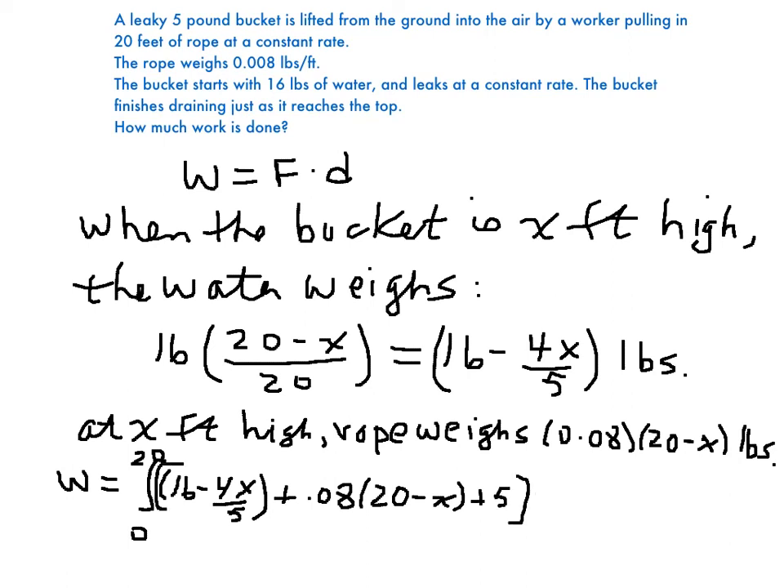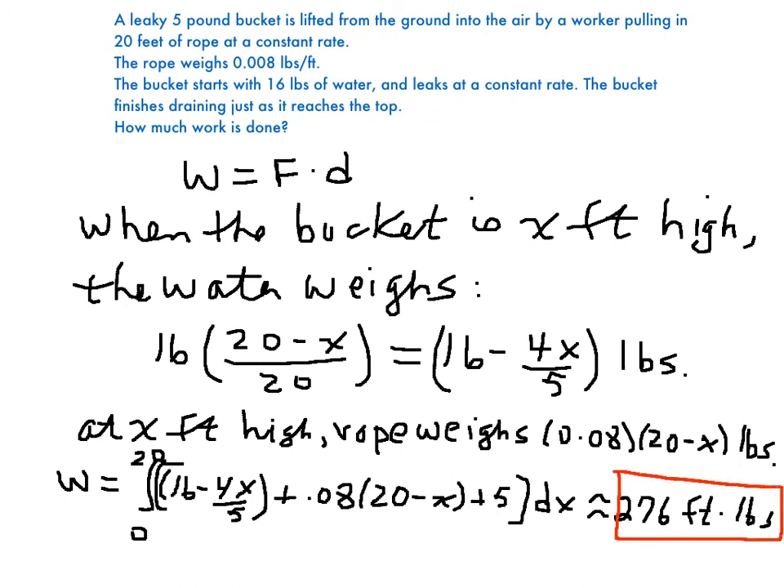So that unit is all pounds times feet, and what we get is about 276 foot-pounds of work. And that is the total amount of work that's done in the case of lifting this bucket of leaky water. So we call this the leaky bucket problem. And it's one of those classical type problems.